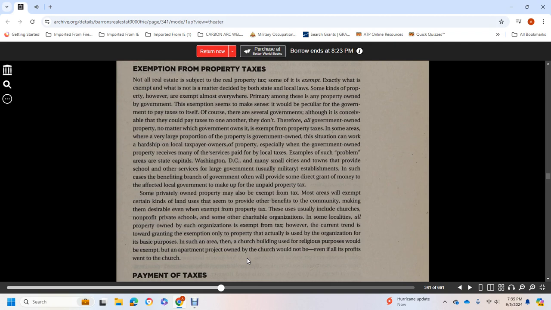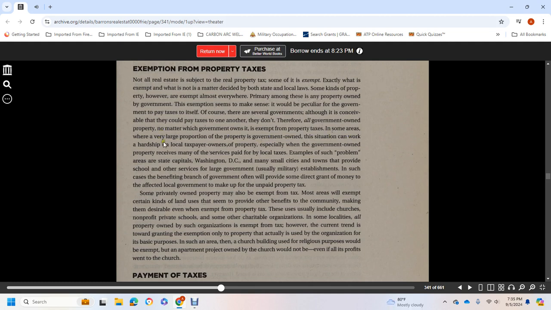To make sense, it would be peculiar for the government to pay taxes to itself. Of course, there are several governments that conceivably could pay taxes to one another. They don't. Therefore, all government-owned property, no matter which government owns it, is exempt from property tax in some areas, which is a large proportion of the properties the government owns.